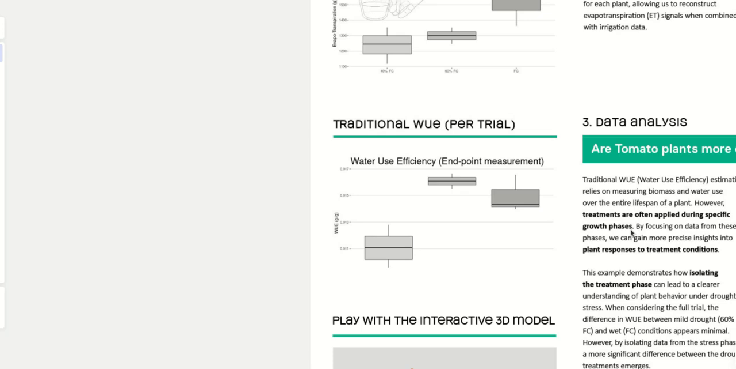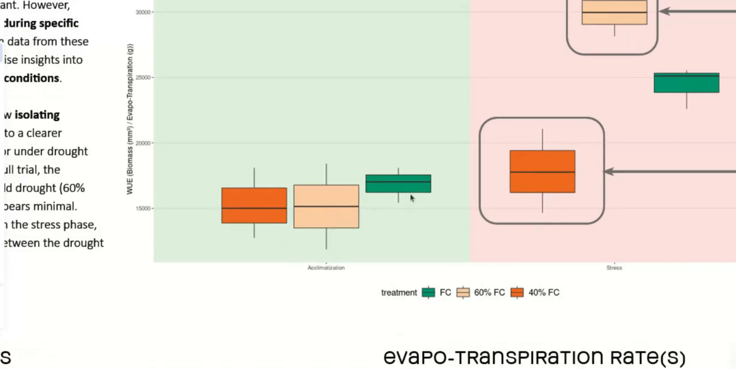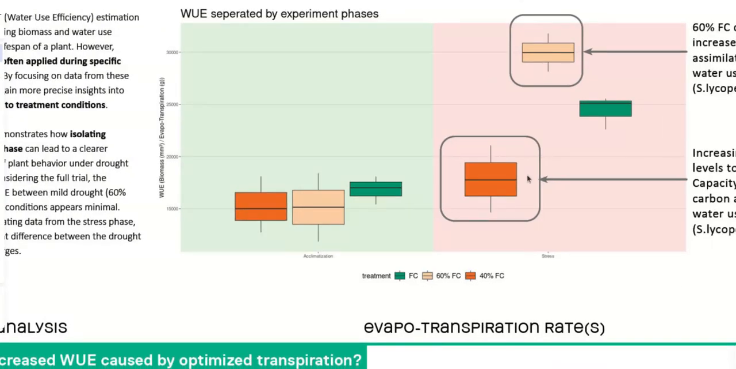But now, what would that data look like if we had time series data? So when we have time series data, we can isolate the different experimental phases. For instance, here we show the acclimatization phase, and it's not unexpected that during this phase there's no differences between the treatment groups since they all received the same irrigation treatments. However, during the stress phase, this is where we had the different drought stresses, and now also we can see the differences between the treatment groups.